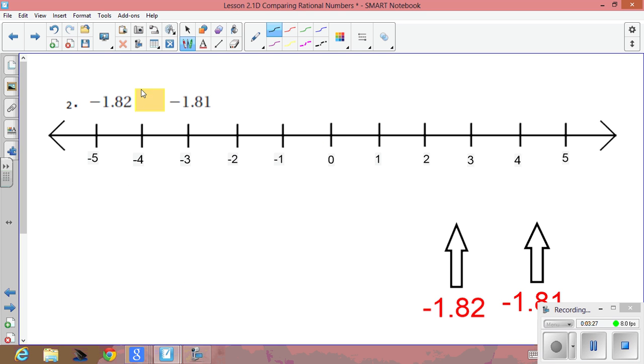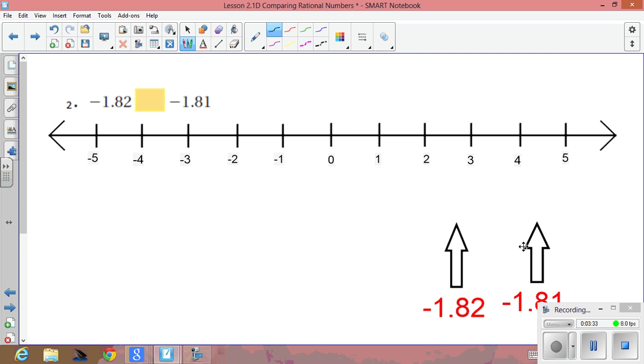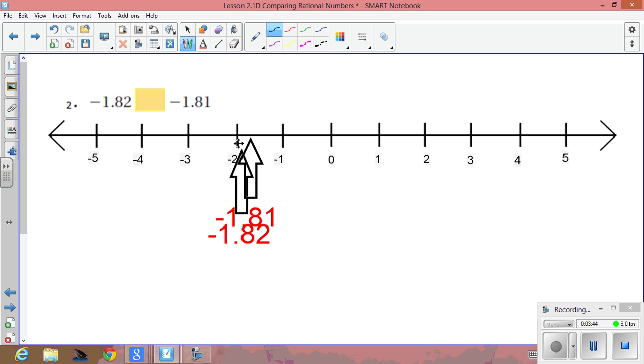So here we have negative 1 and 82 hundredths, and we have negative 1 and 81 hundredths. So if we put these on the number line, we have one that's just about here, and this one is just a little more to the right. I'm just going to place it right above. I just want you to be able to see it.